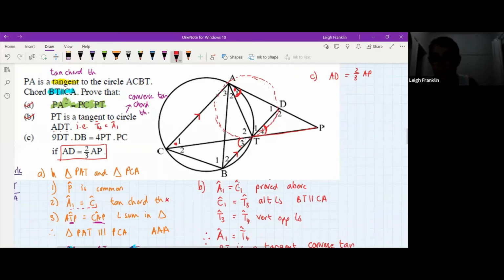What you would do here is that you can cross multiply. So in other words, you can multiply this 3 at the bottom with the AD. So we can write this as 3AD is equal to 2AP. Does that make sense? Oh, yes, ma'am.